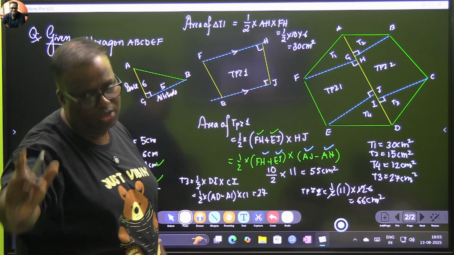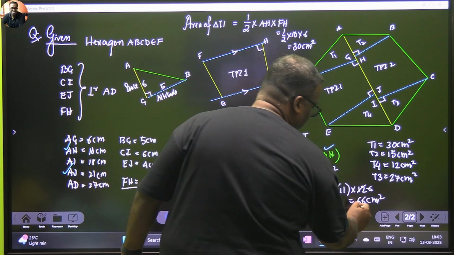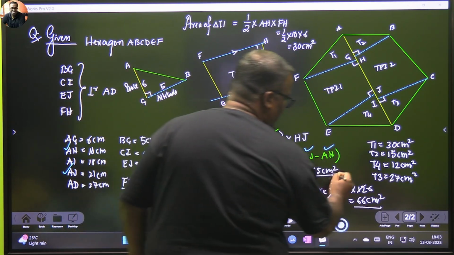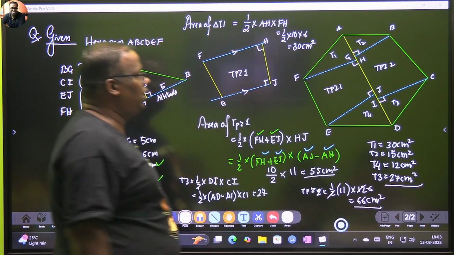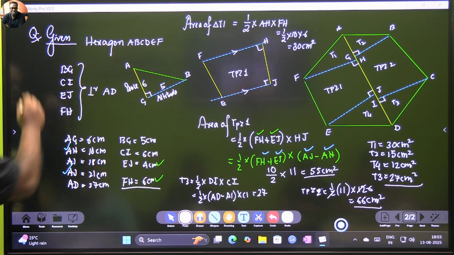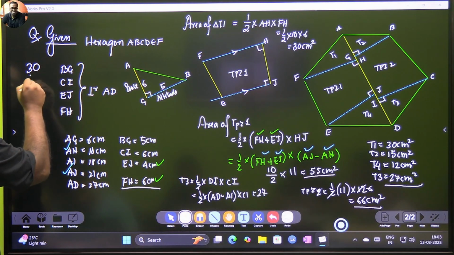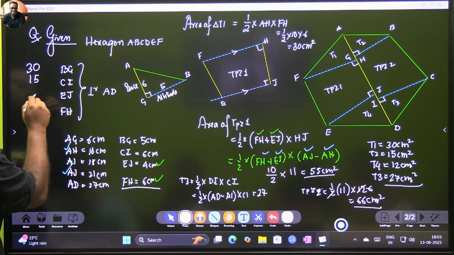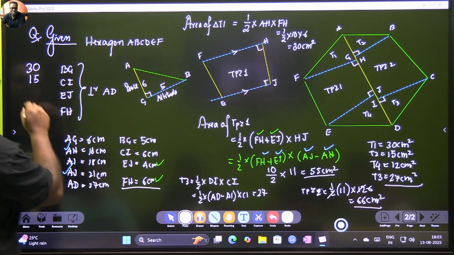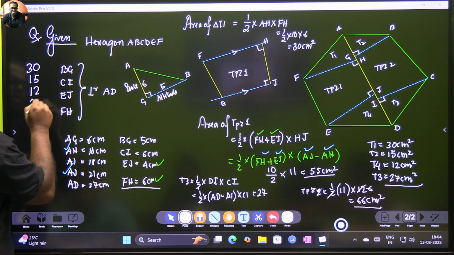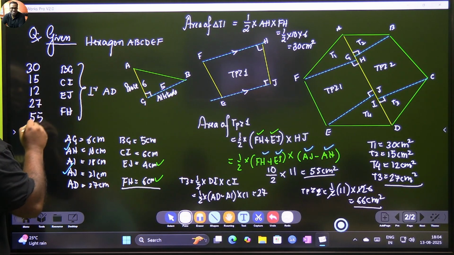We have to total everything. So we have this data and this data. Can we start totaling? What is the total? Tell me. 30, 15, 12, 27, 55, 66.